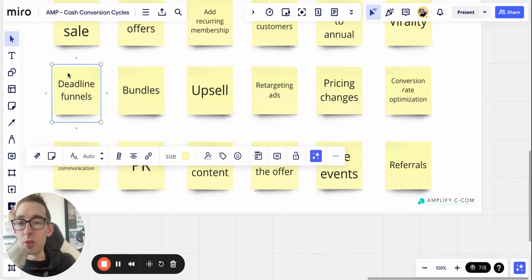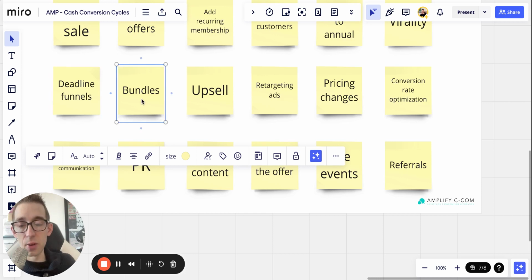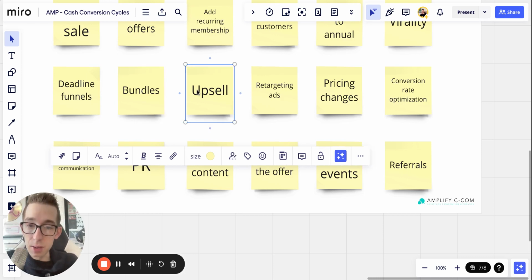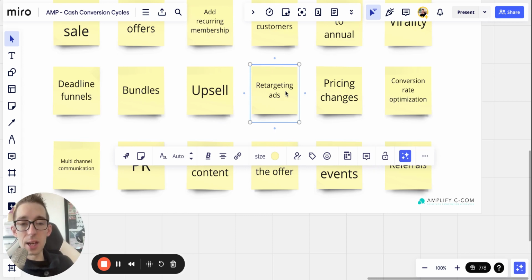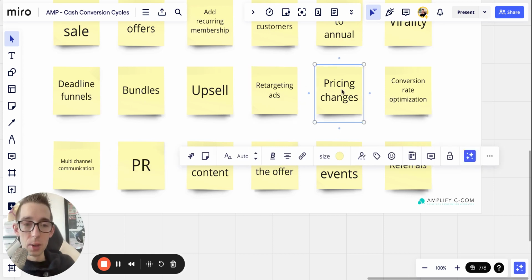Then deadline funnels, adding scarcity and urgency in there. Creating bundles, right? So taking some of your existing products, maybe repackaging them in a way where you can use those as upsells and downsells, right? Retargeting ads. How are you retargeting at every stage of the buyer journey? You're retargeting through email, SMS, voicemail drops, ads, right? Facebook, YouTube, Google, everywhere.